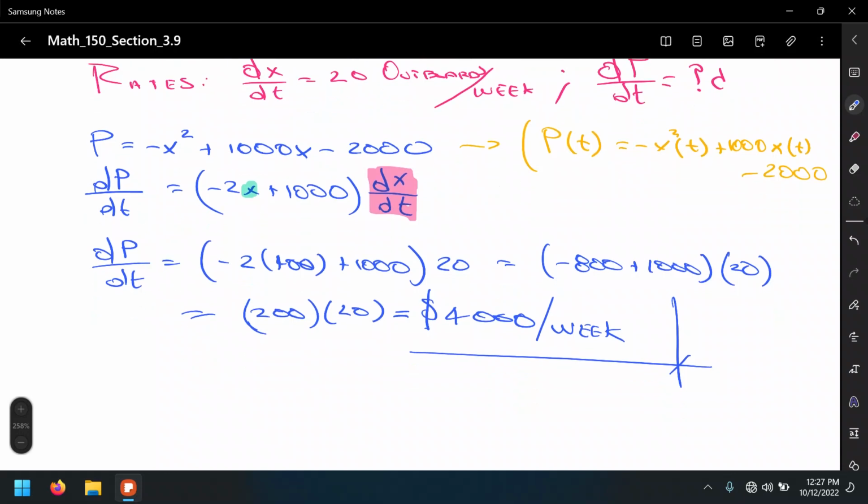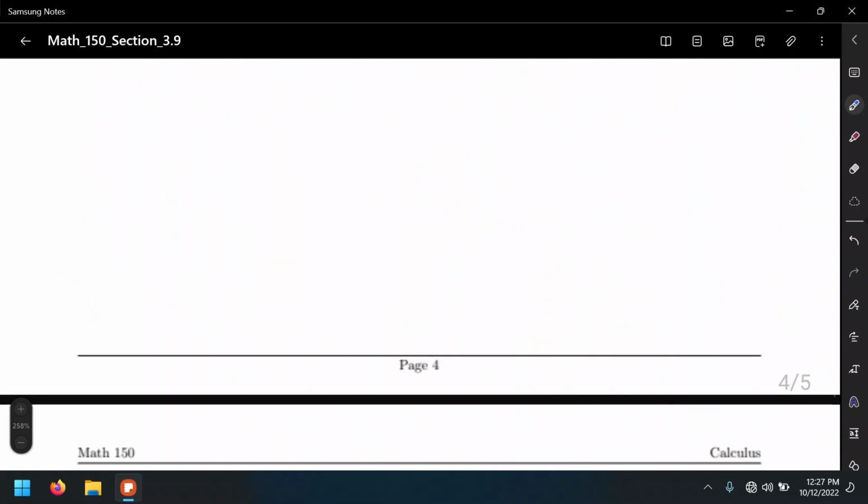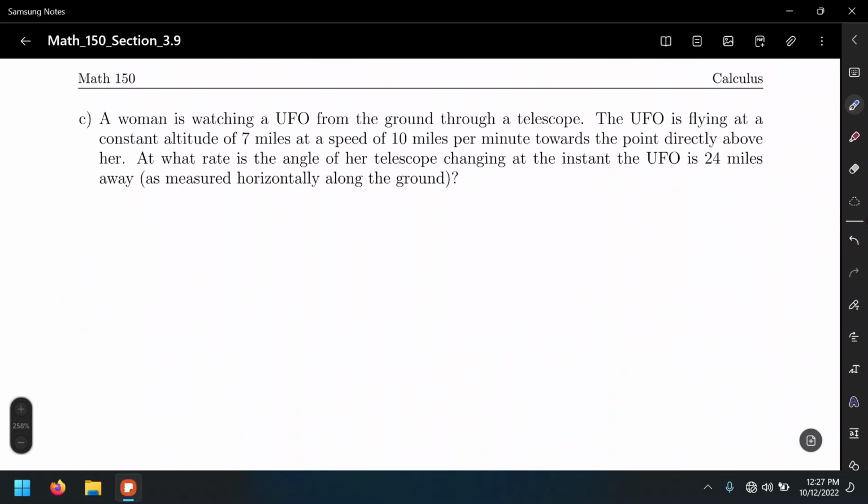And let's look at one more example. So what do we have? A woman is watching an unidentified flying object from the ground through a telescope. The unidentified flying object is flying at a constant altitude. So constant altitude, there's something that is not changing. We can start highlighting this. That's going to be important when setting up the picture. And at a speed of 10 miles per minute towards the point directly above her.